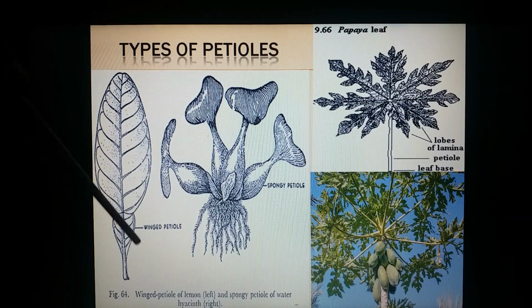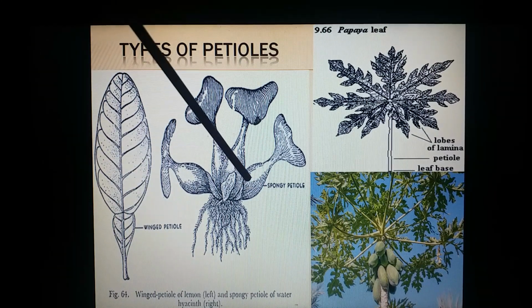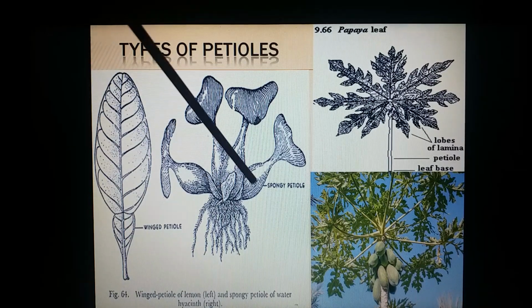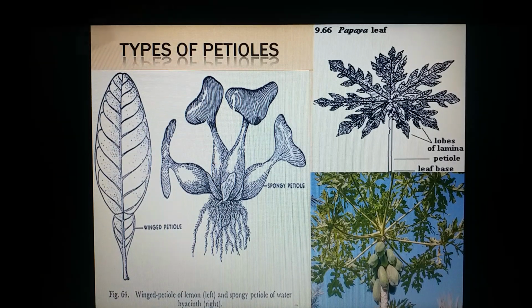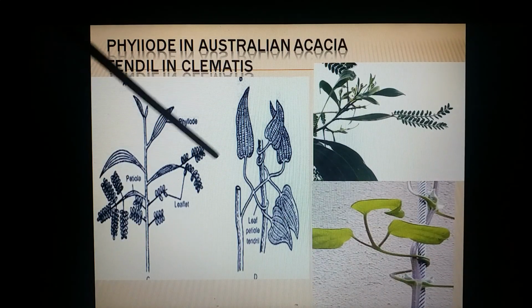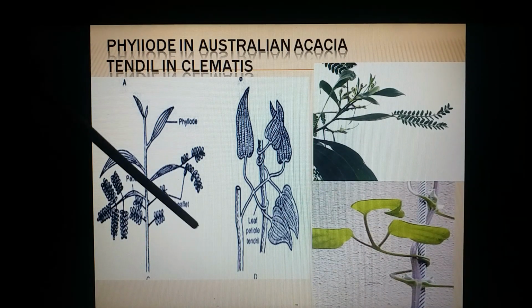In case the petiole has some wing-like projection structures, it is called a winged petiole, in the case of citrus. The petiole is spongy and makes the plant float on water. It is called a float, in the case of Eichhornia. Here in this case, Carica papaya, the petiole is long, tubular and hollow. So winged petiole, spongy petioles and tubular petioles. Right. Here you are watching the modifications of the petiole.